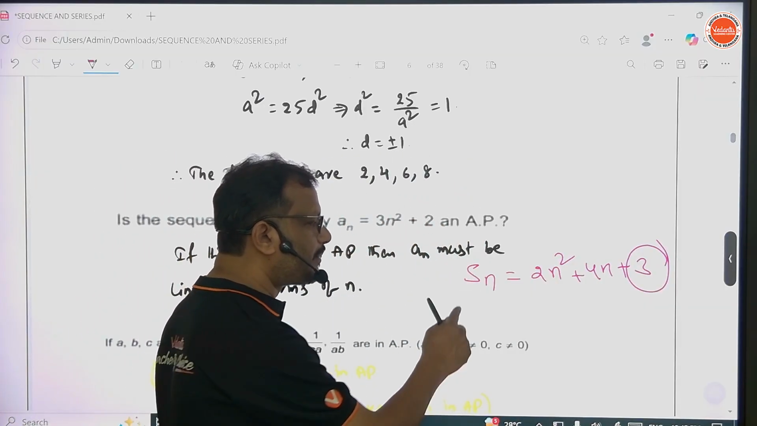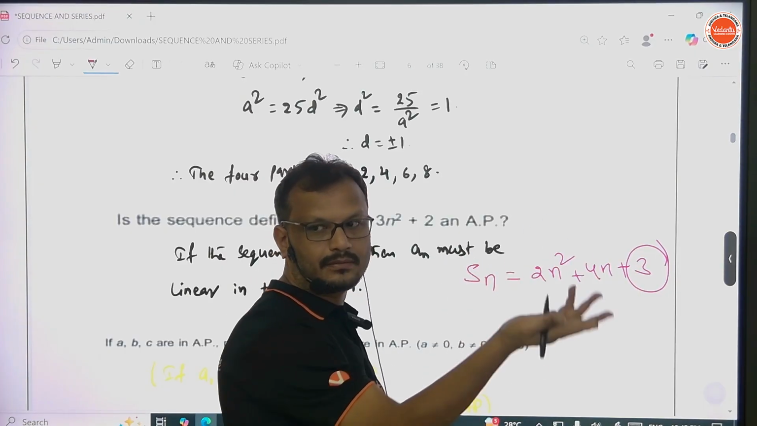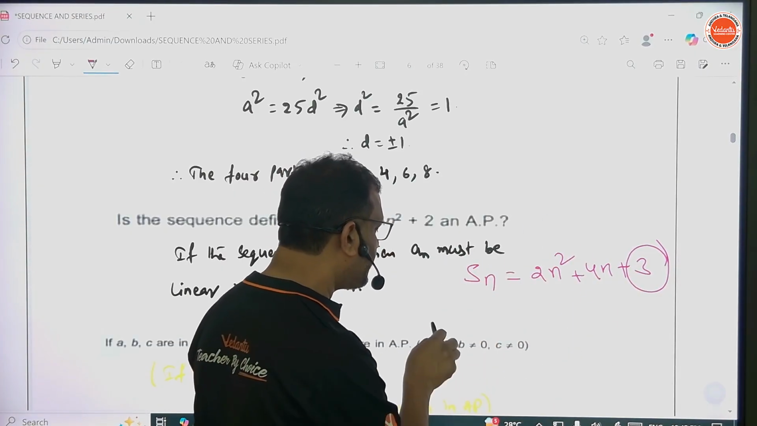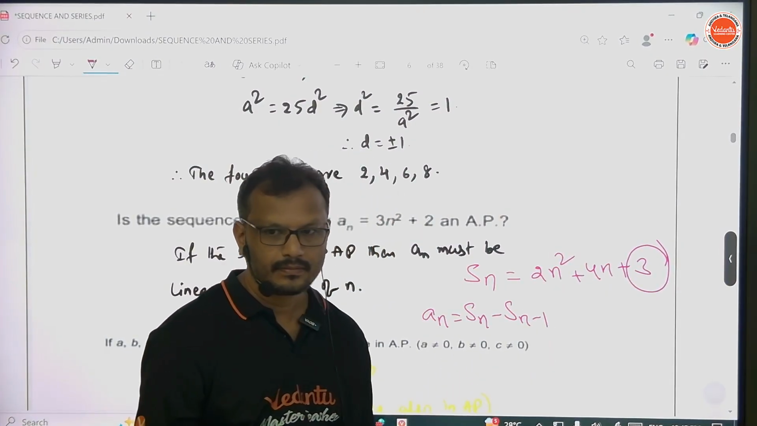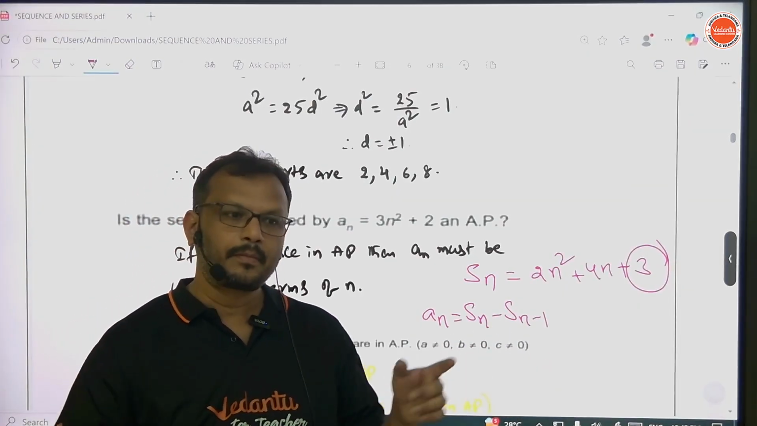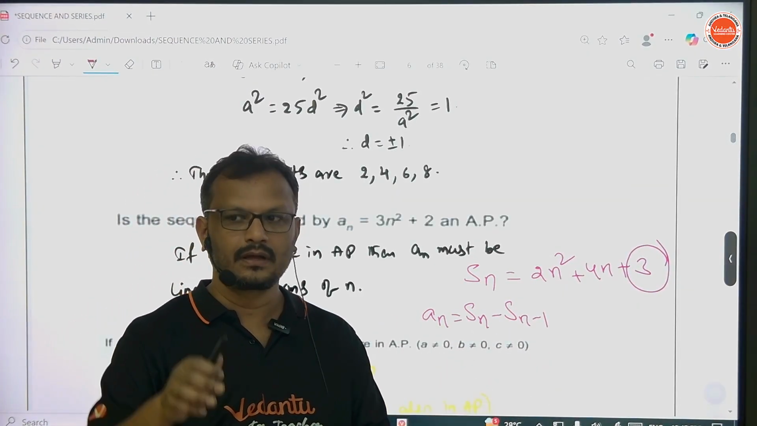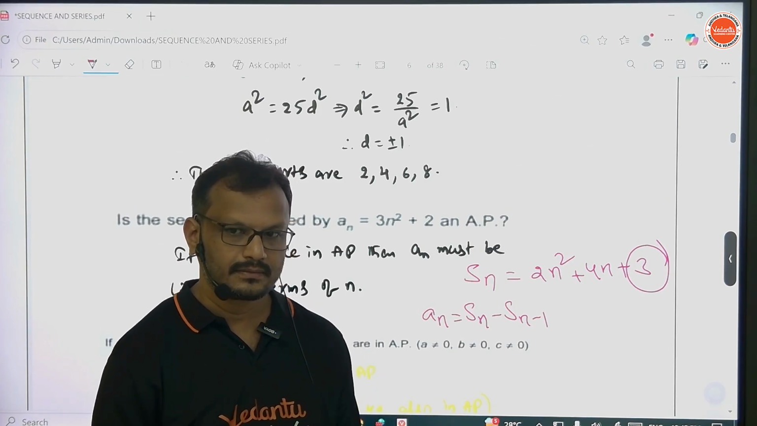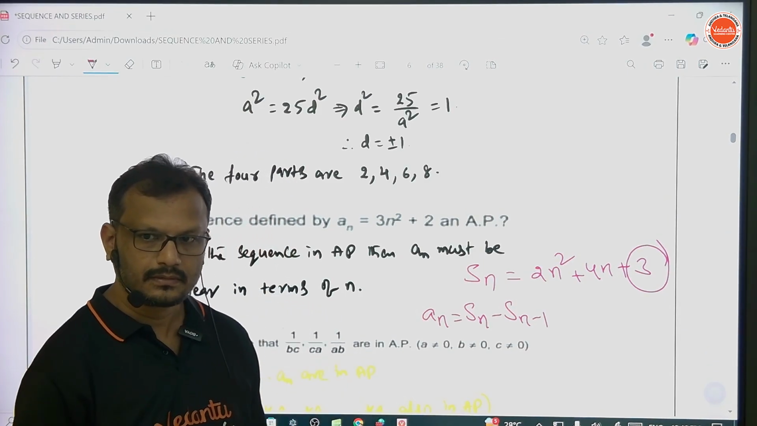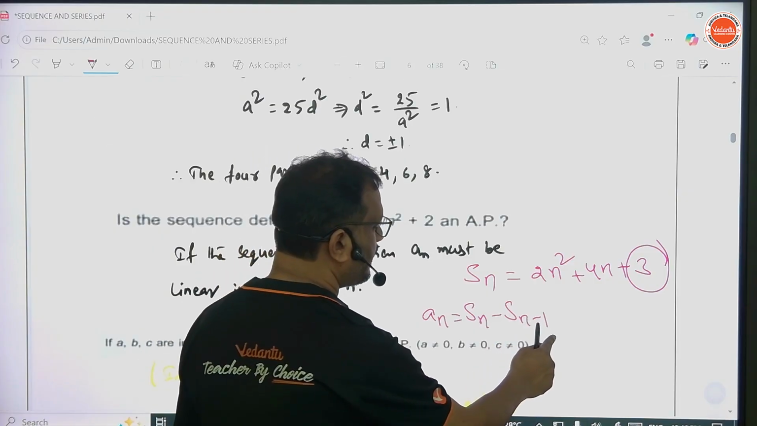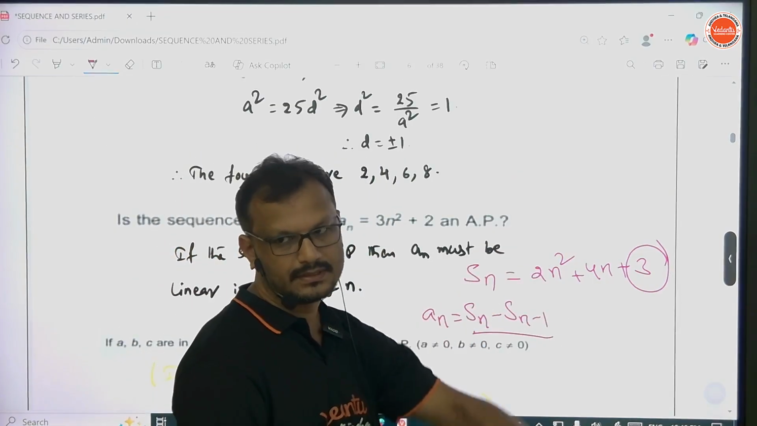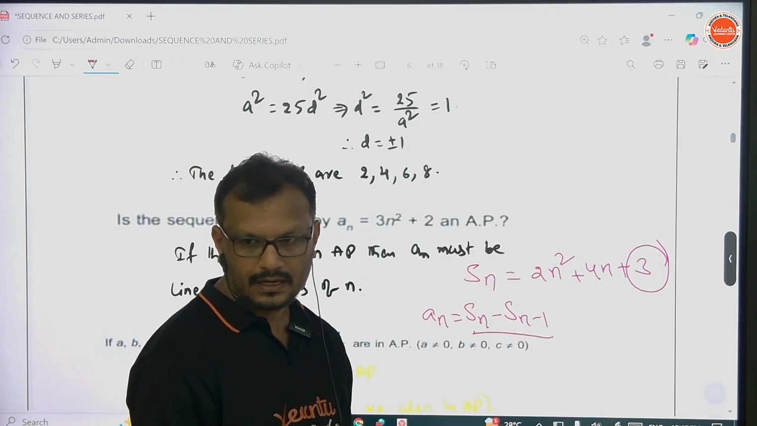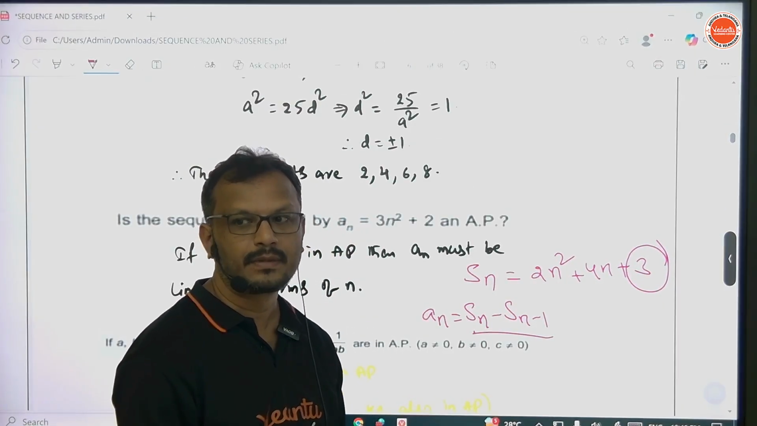Okay, it's fine. Now the sum of n terms is given. What is the nth term? Nth term an equals Sn minus Sn minus 1. Sum of n terms minus sum of n minus 1 terms, you will get the nth term obviously. Right? So this difference you have to take. It may not be in AP, but maybe in some other sequence. Why is it not in AP? For AP, it is compulsory that the sum is a multiple of n.